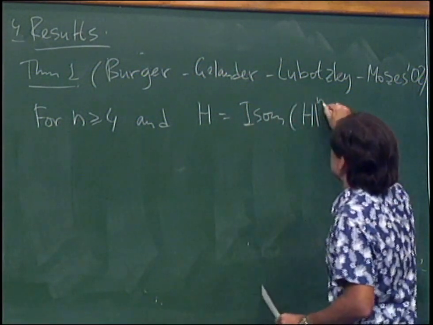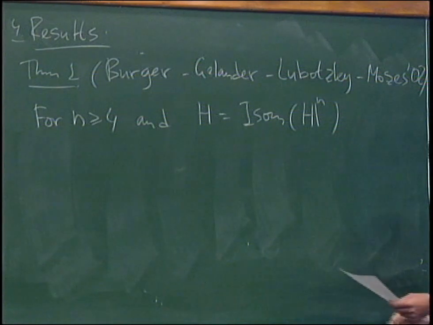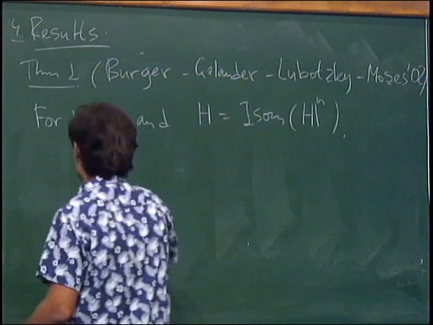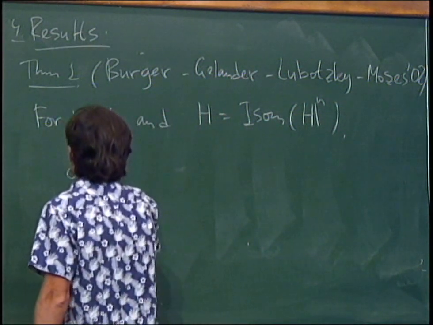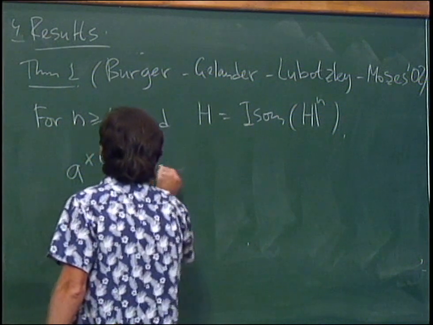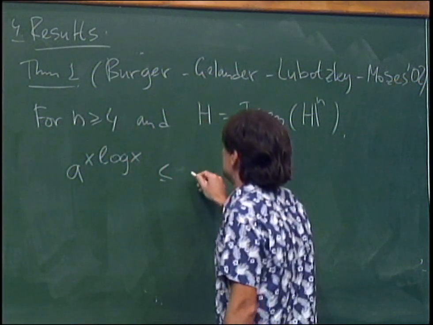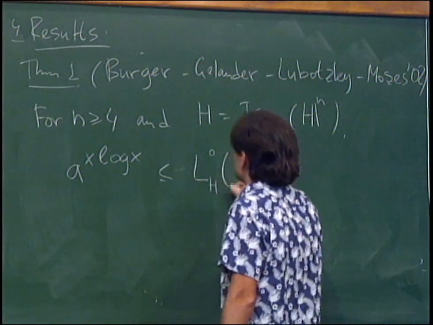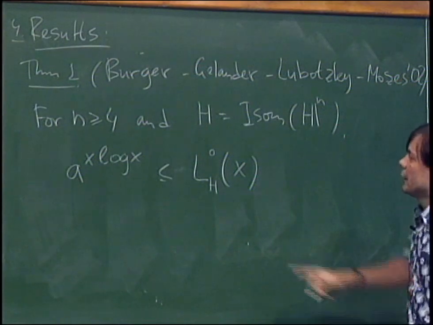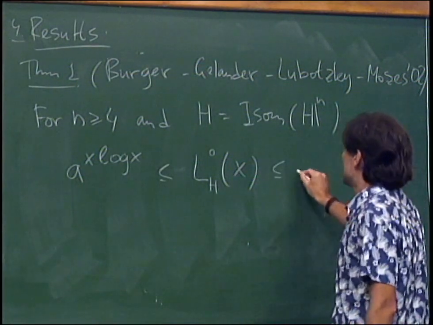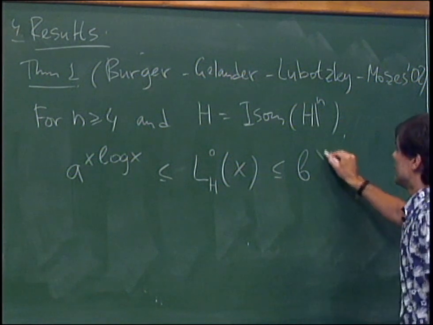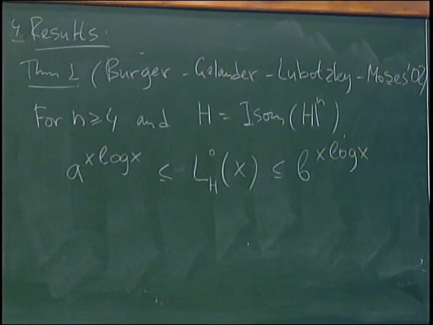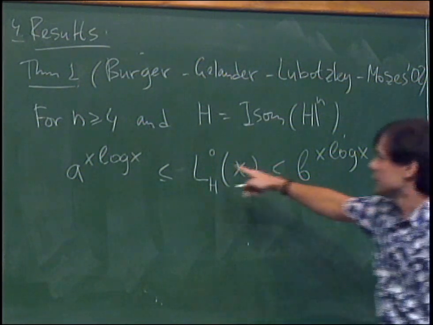So we have lattices in the group H of isometries of the n-dimensional hyperbolic space. And the result is that there are positive constants a and b such that a, x to the power log x, is less or equal than the number of torsion-free lattices in H of covolume at most x. And from above, it's also bounded by a function with the same asymptotic type. So this function counts manifolds.